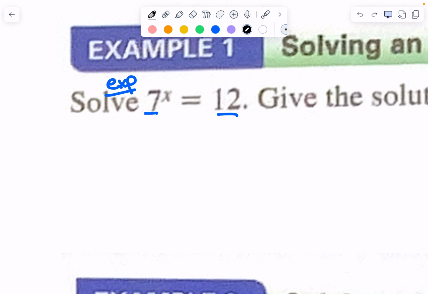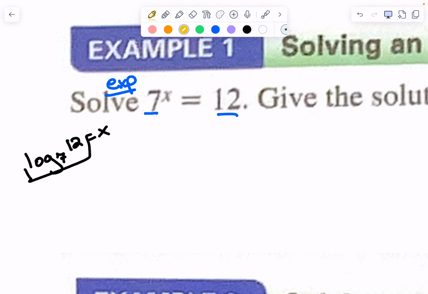Turn it into a log. So we could switch it to a log function, so don't write this down, but we can make it log base 7 of 12 equals x. We could do it that way and make it a log function, but my calculator doesn't think in log base 7, right? Yours maybe does, so that would be okay.